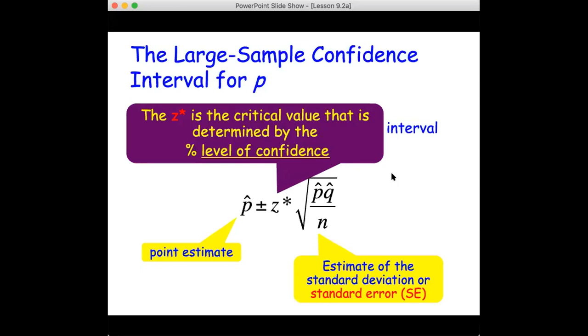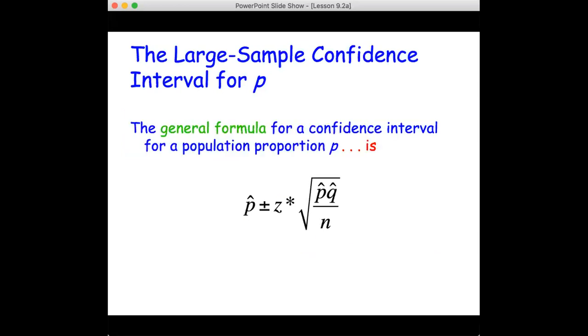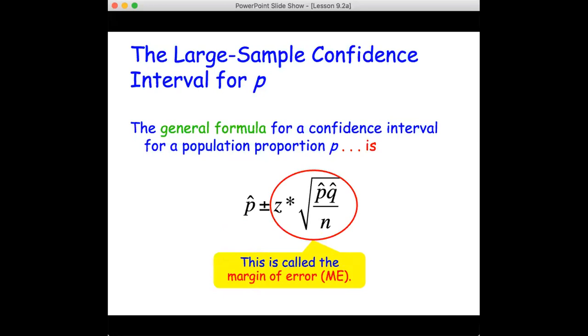This is that standard error we talked about. And one more thing is that this whole part behind the plus or minus is called the margin of error. The margin of error. Okay. So this determines how wide your confidence interval is.